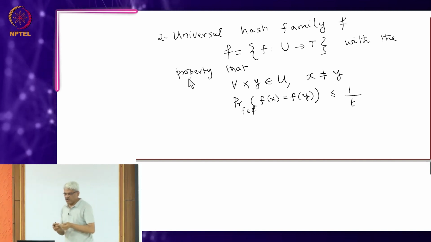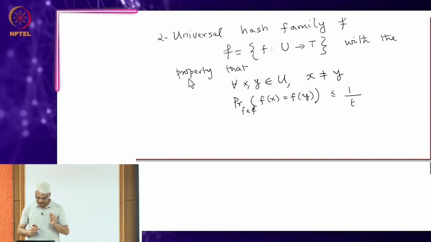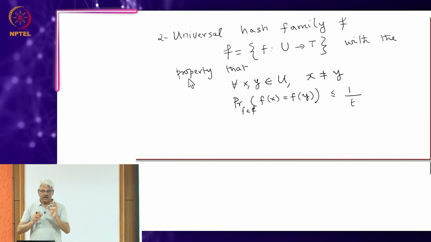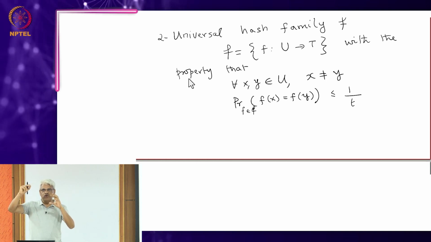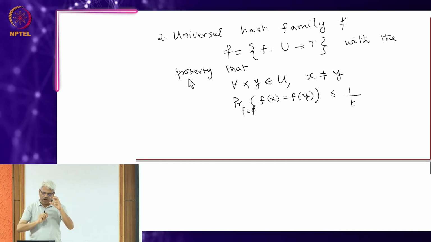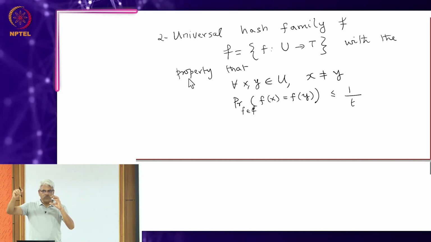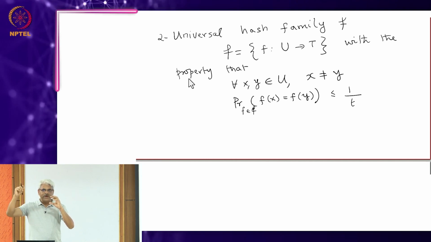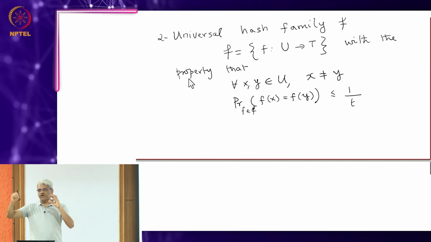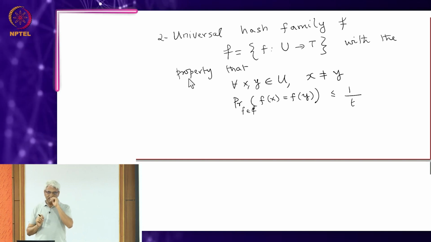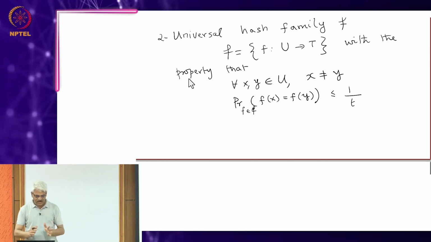I'll come back and repeat this. Another way to think about it: h of x is mapped to a particular location in the table uniformly, so the probability is 1 over T. h of y will also get mapped to that location with probability 1 over T. So the product is 1 over T squared for any particular location. Now add over all the locations, it's 1 over T.